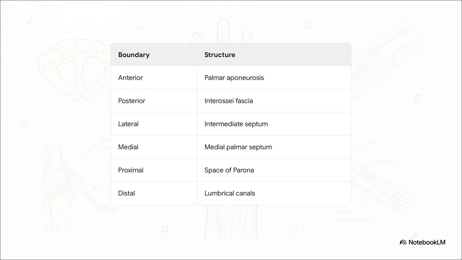Now, proximally, towards the wrist, this space doesn't just hit a dead end. It actually communicates directly with the space of Parona in the forearm. Distally, towards the fingers, it continues into the medial 3 web spaces through the medial 3 lumbrical canals. It really is a highly specific, intimately bordered little compartment.